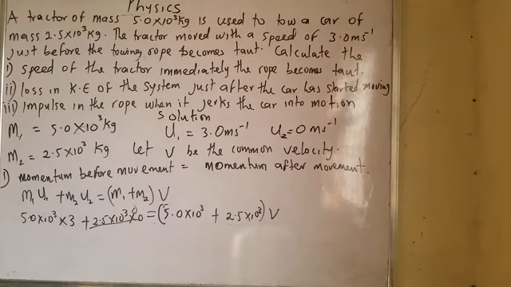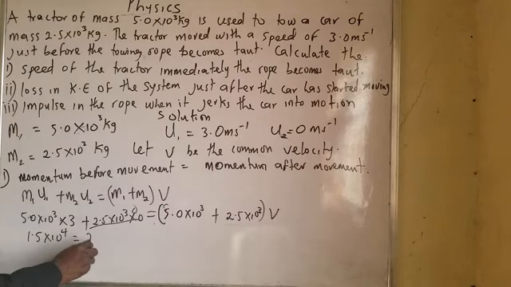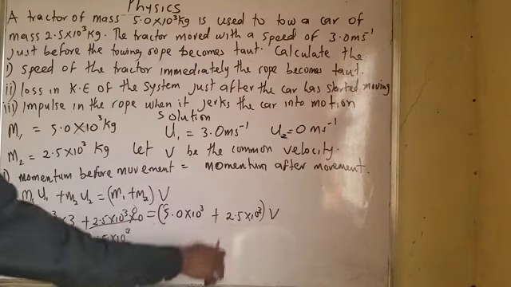Now, I have this times 3 to be 15, 1.5 times 10 raised to the power 4, equals, this and that will be 7.5 times 10 raised to the power 3. Yes, this plus this.